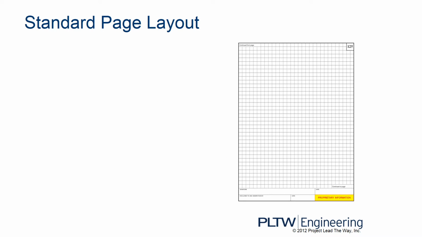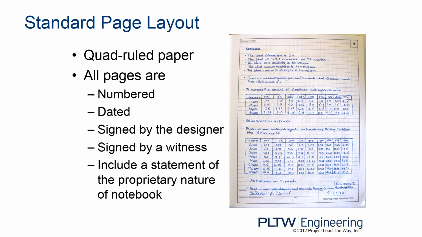So, standard page layout. This is what the page looks like from the general specification side. It is quad ruled paper. Usually it's on a 1/4 inch spacing, but sometimes they differ, so 4 of those should equal around an inch. Lots of times all pages are numbered. So if you see up here in the right-hand corner, you'll see the number.